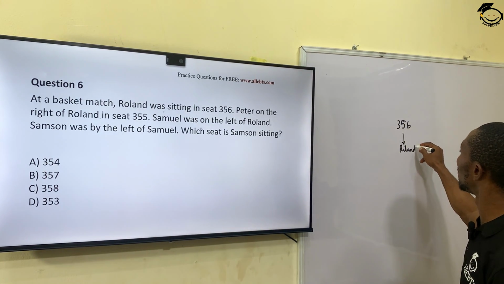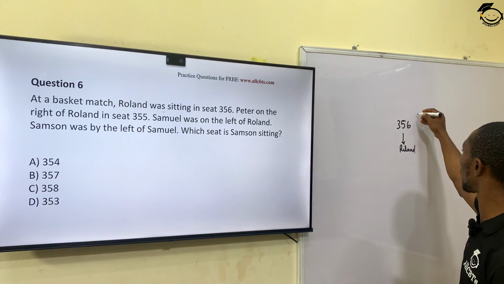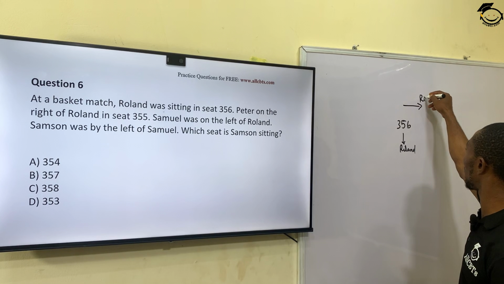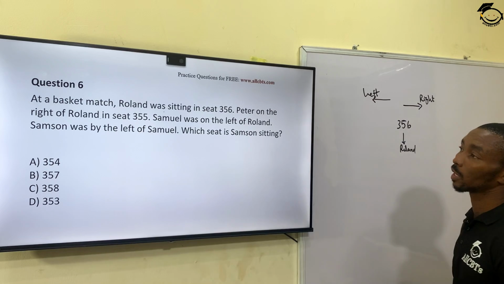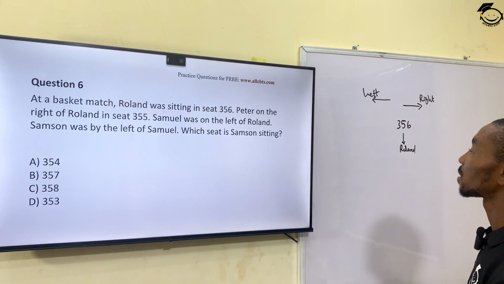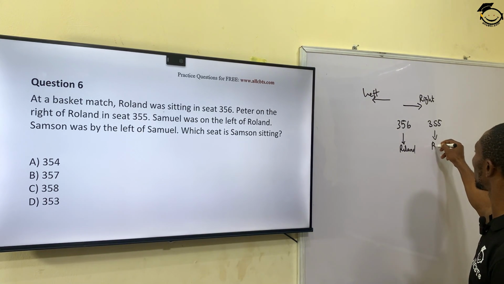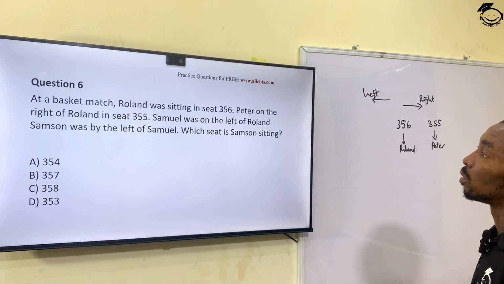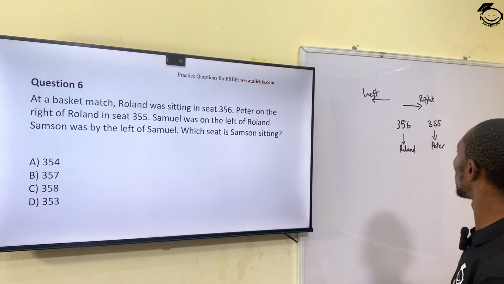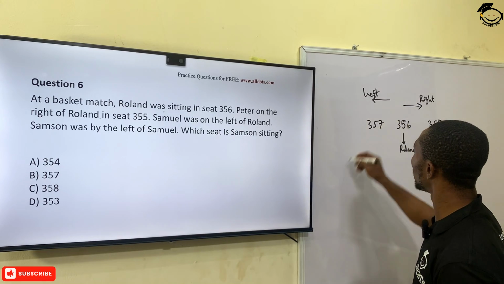Roland and Peter on the right of Roland. Now, towards his right, let's do this as our right and left. Now, Peter towards his right sat on seat 355. This is Peter. Okay. Now, Samuel on the left of Roland. Samuel was on the left of Roland, and this is 357.